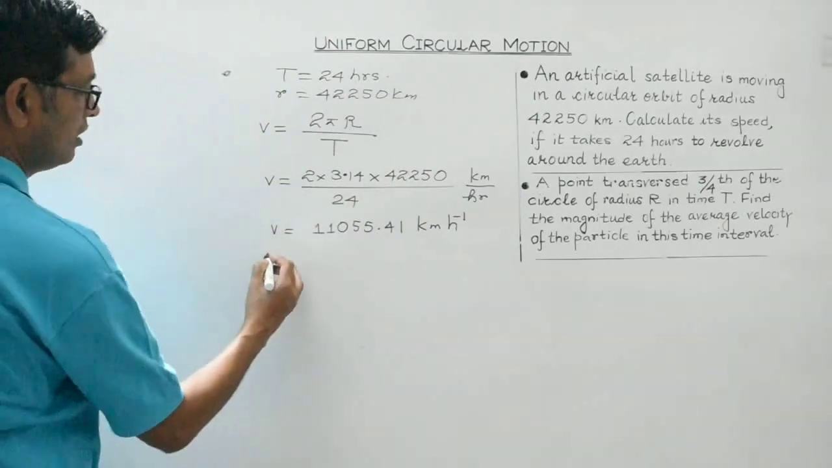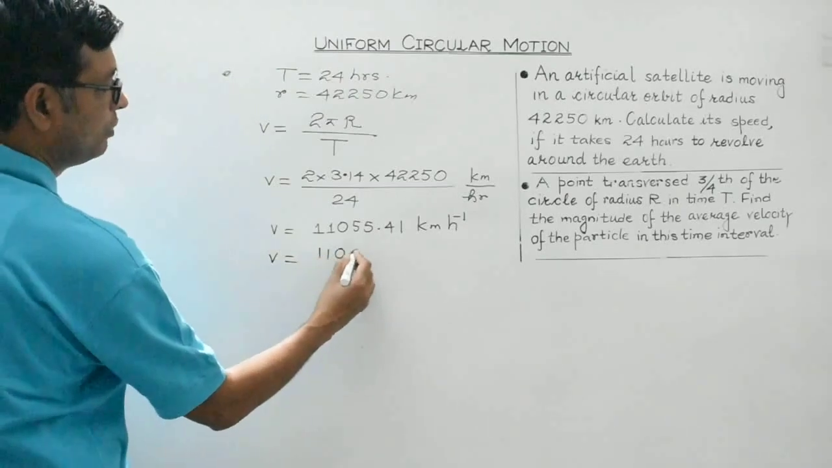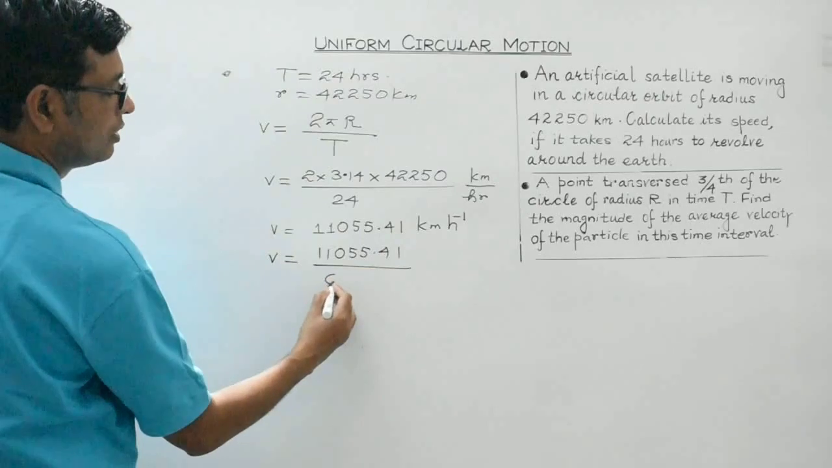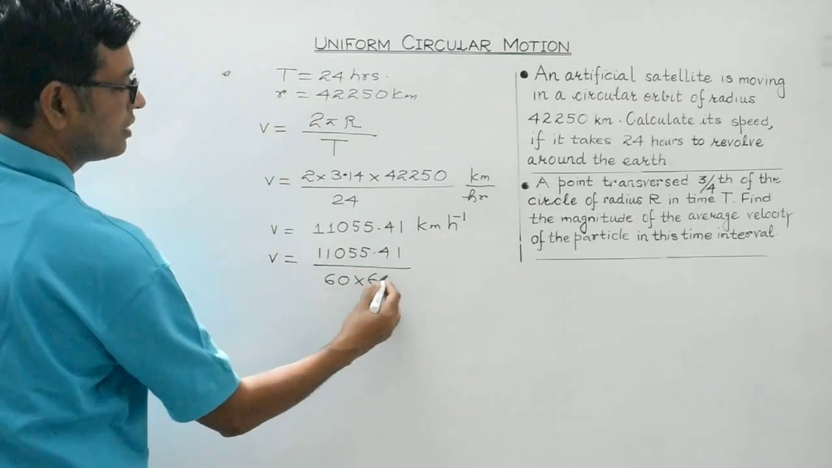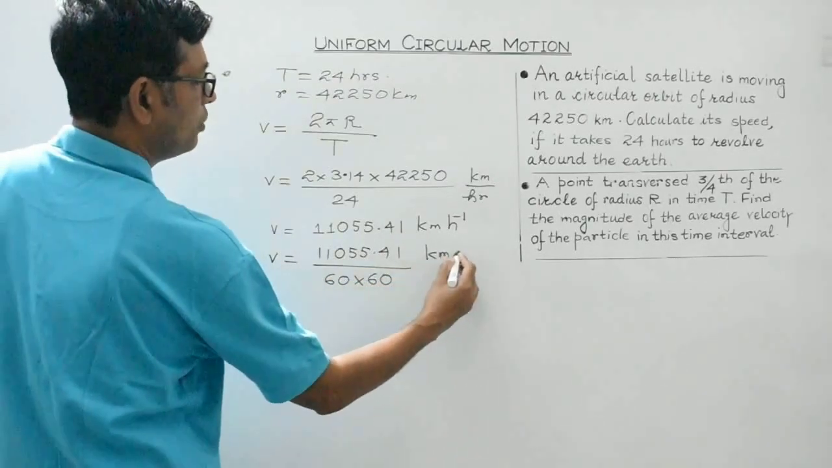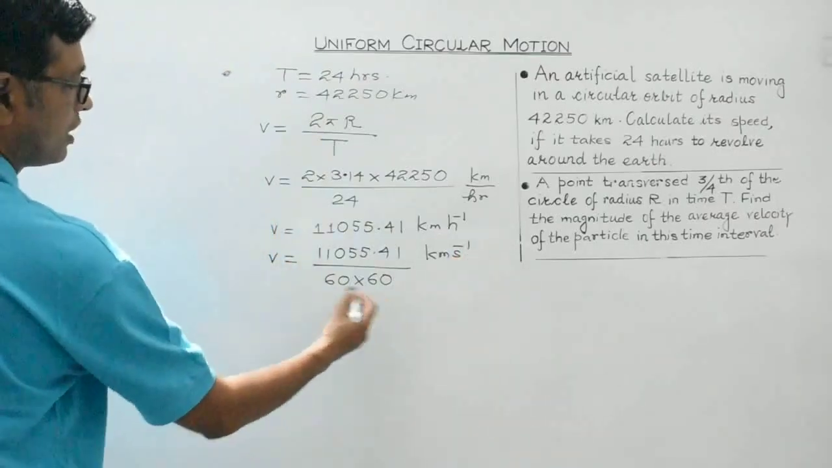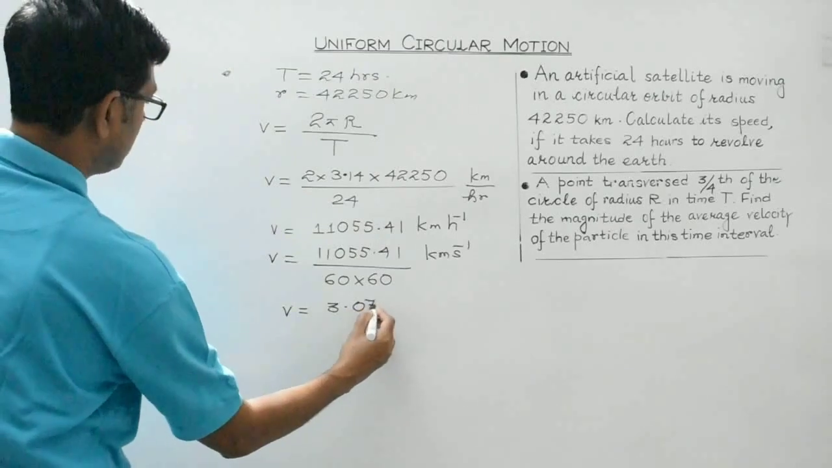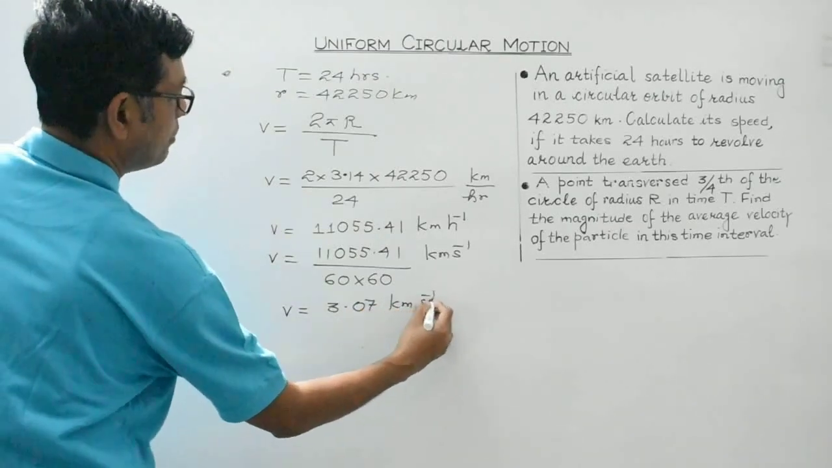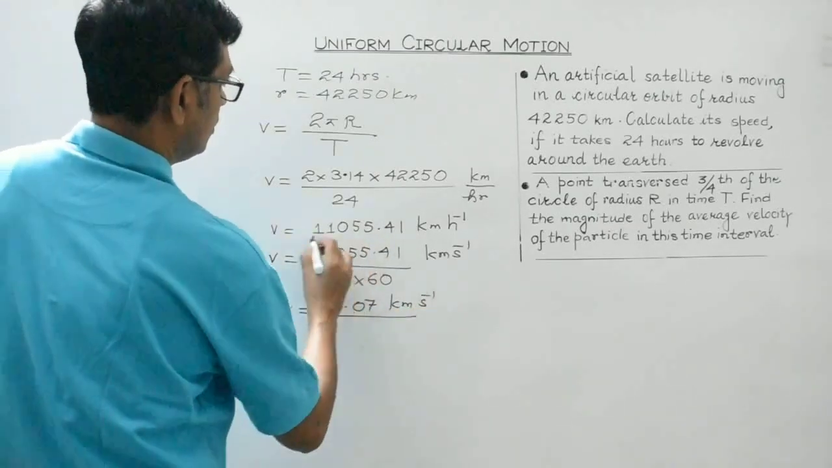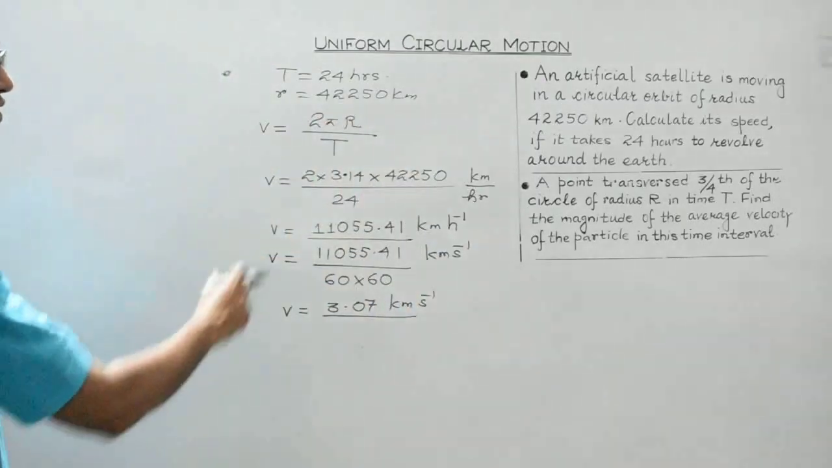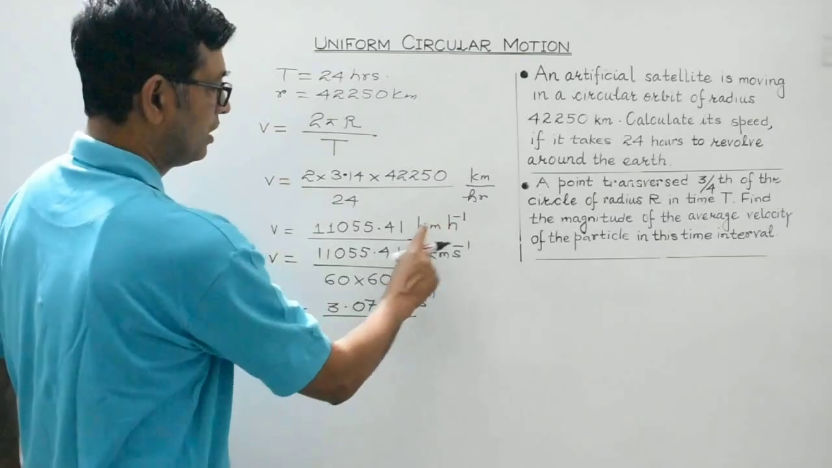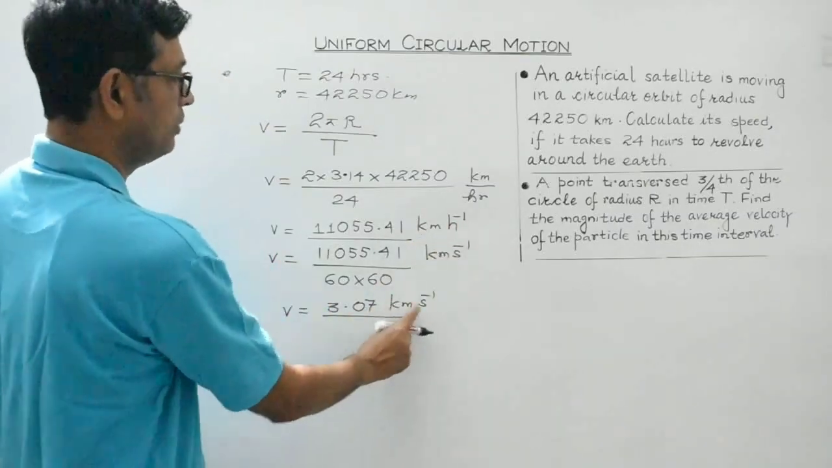Now in case you need to express the result in terms of kilometer per second: 1 hour is 60 minutes, each minute is 60 seconds. So the answer would be in kilometer per second, and it will come out to be about 3.07 kilometer per second. So just please do the needful calculations and you will get the desired result. This is in kilometer per hour and this will be in kilometer per second.